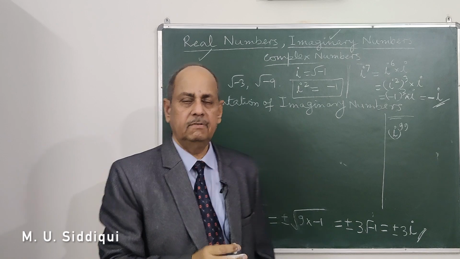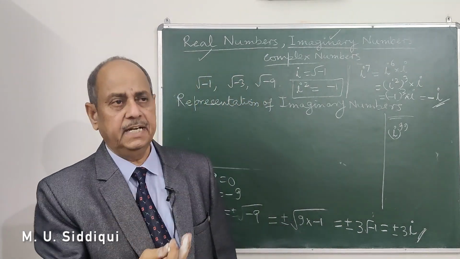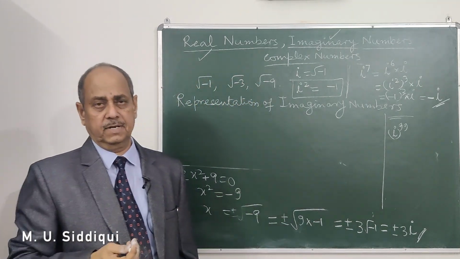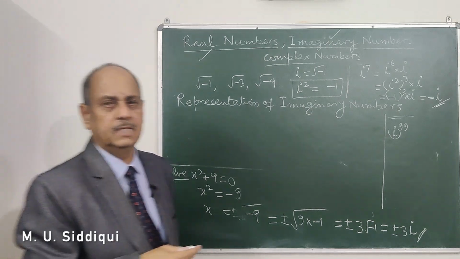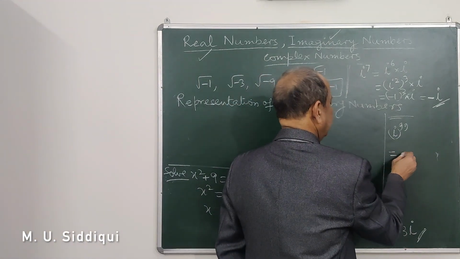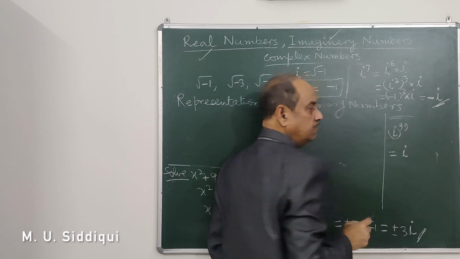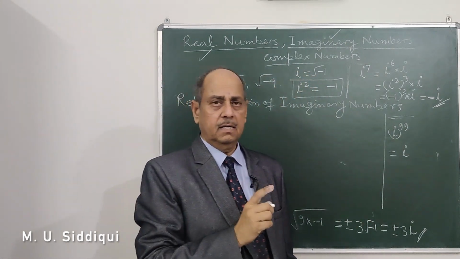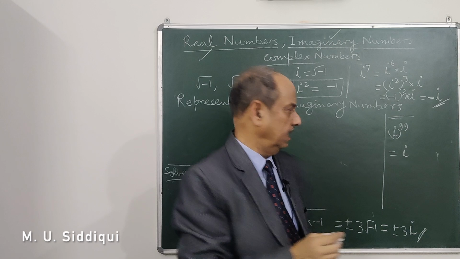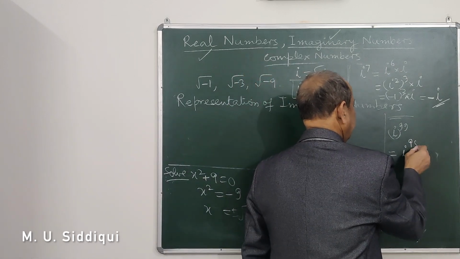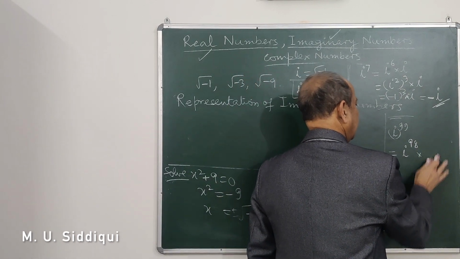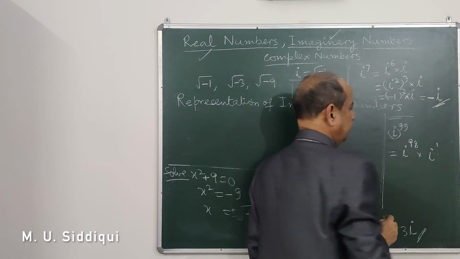First of all, we will see that we need to convert using i squared, because i squared is equal to minus 1. This is the fact we know. So, therefore, what shall we do? We will write i to the power 99, which is an odd number power, so that is to be converted into an even number power. 99 can be written as 98 plus 1, so i to the power 99 is i to the power 98 multiplied by i.